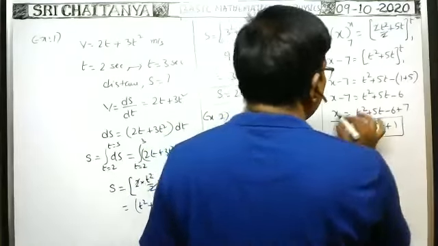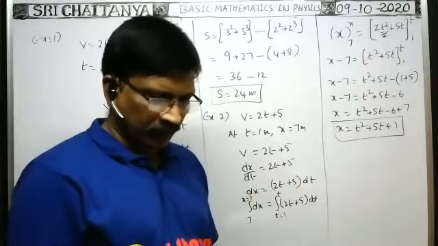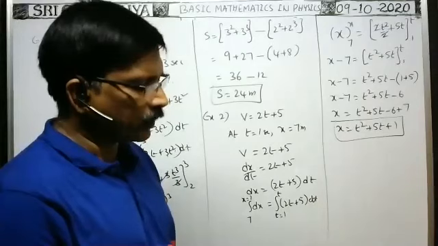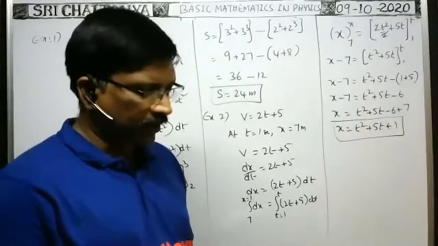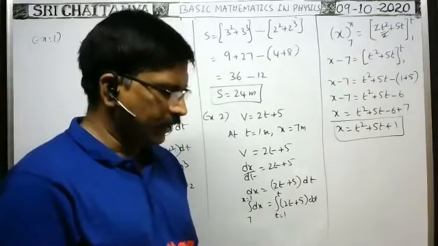Now this is the instantaneous position of the particle at any time t: t square plus 5t plus 1. So in this way we have to do the integration.